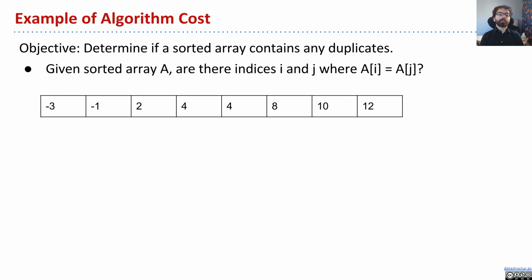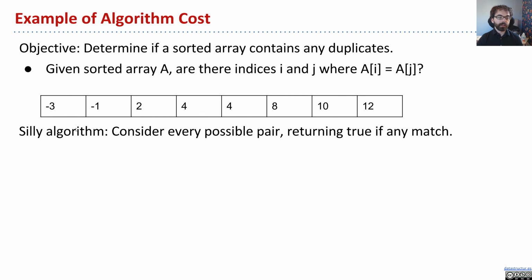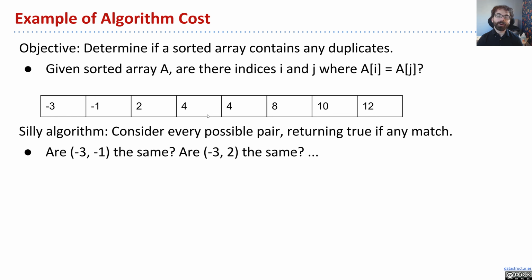All right. So to give you a sense of what this part of the class is going to entail, let's consider the following problem. We have an array, and we want to know, does this array contain any duplicates? Well, there's one very silly algorithm where we have such an array, where we just look at every single pair, and we say, okay, is -3 and -1 a duplicate? How about -3 and 2? How about -3 and 4, and so forth?